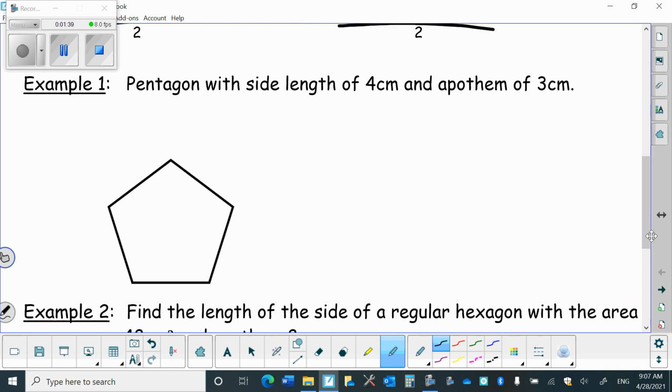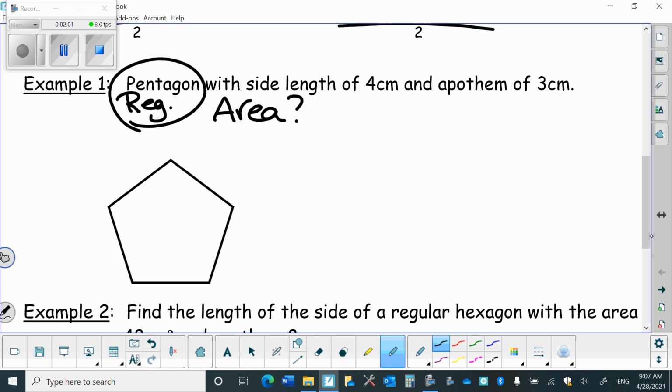So example number 1 is a straightforward one. It's just asking you, what is the area? So we're not talking about a circle, a square, a trapezoid, a kite. Here I have a regular pentagon. They do have to tell you that it is a regular pentagon. Okay, so I know that every single side's the same.